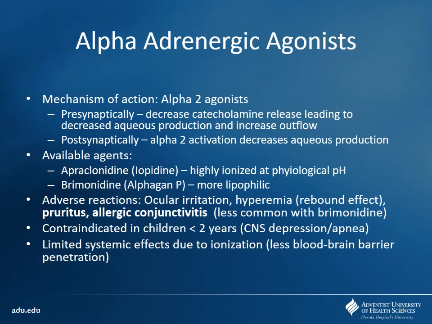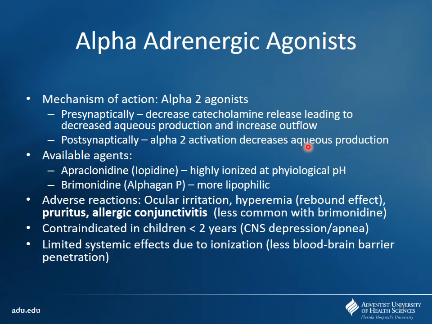Okay. Next, we have our alpha agonists. So I kind of mentioned those alpha 2 receptors previously, and we said that those help to block the effects of the sympathetic nervous system and actually decrease the amount of catecholamines that are outflowing there. So what you're going to find is that they work both presynaptically to decrease the catecholamine flow, so that helps decrease aqueous humor production and increase outflow. And then postsynaptically, you're also going to find that helps decrease aqueous production.